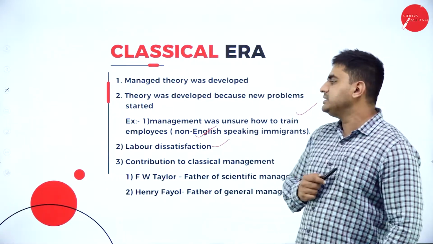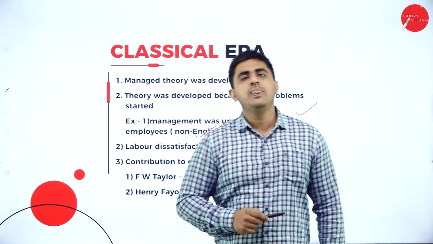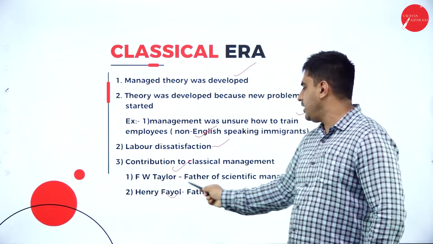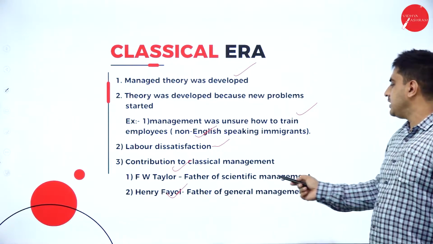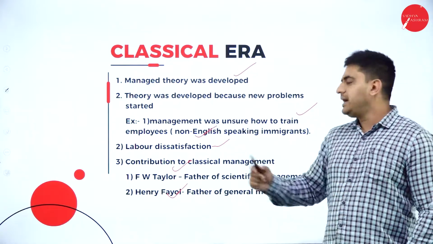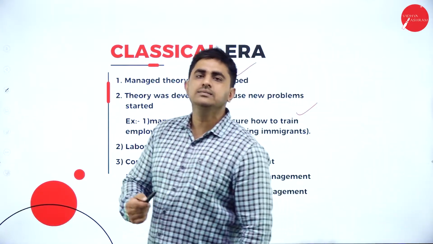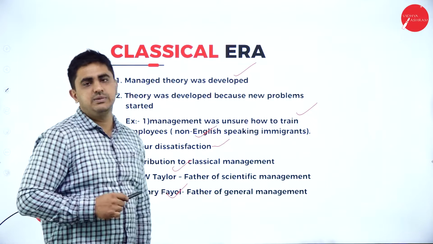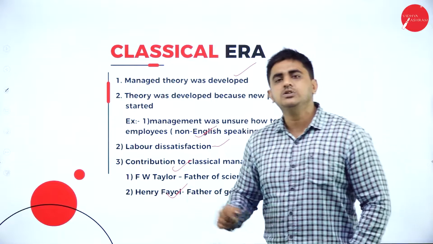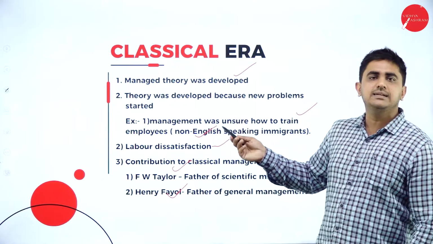So to deal with these problems, what happened? Management theory was developed. The main contributors to this era are F.W. Taylor and Henri Fayol. F.W. Taylor is called the father of scientific management, whereas Henri Fayol is called the father of general management. What F.W. Taylor did is, he wanted to make the work simple, easy and quick, so he came out with scientific principles. What Henri Fayol did, he wanted to guide the managers to solve the problems, so he came out with principles of management, that is, general principles. This is regarding the classical era.